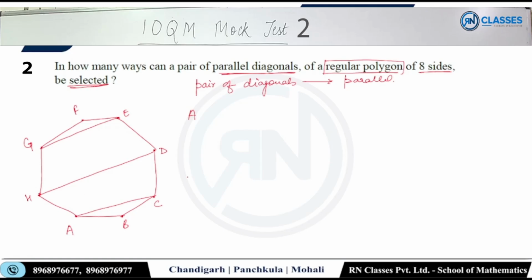ए से पहला बनाया, सो हाउ मेनी पेयर्स, 1 पेयर, फिर 2 पेयर एंड 3 पेयर. मैं लिख देता हूं, आपको पता चल जाएगा. AC is parallel to HD is parallel to GE. So 1, 2 and 3. 3 पेयर्स बन गए, मैंने 3 यहां लिख लिए, ठीक है.